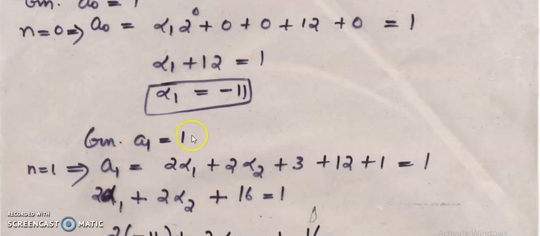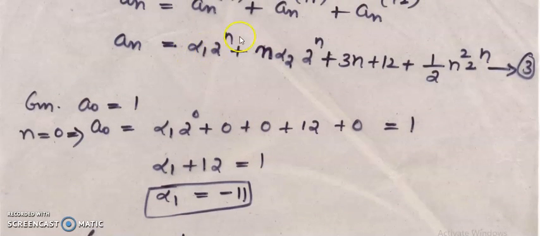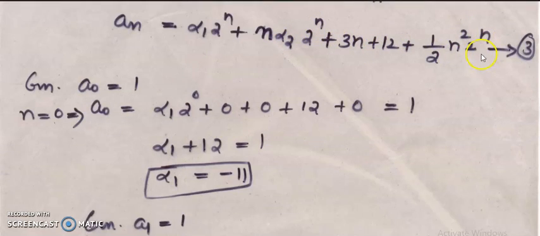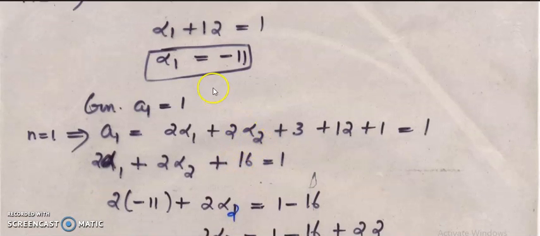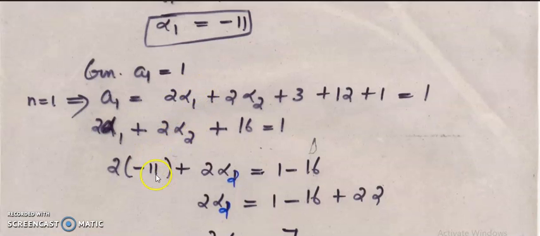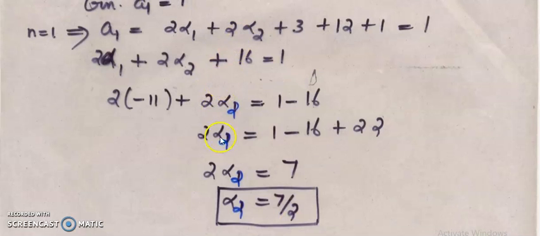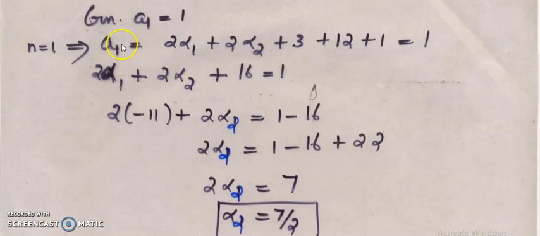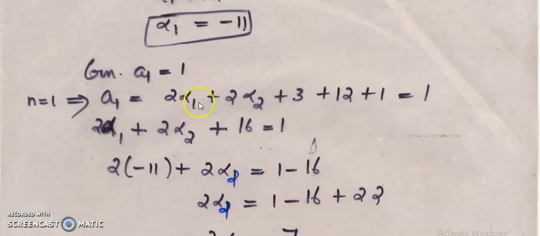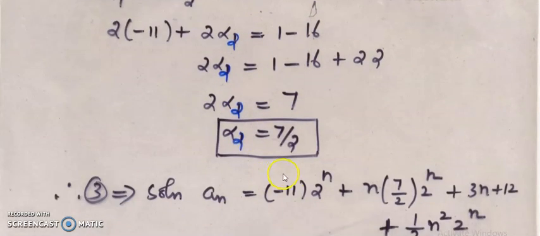Now a1 is equal to 1. This is also given in the question. Therefore n is equal to 1. So here instead of n you can substitute 1. When you substitute 1 for each and every n you get an equation. Here you substitute alpha 1 is minus 11, and you find alpha 2, that is 7 by 2. You can do the simplification part. That's very simple, something that you learned in school. Solve to find alpha 2, you get 7 by 2.